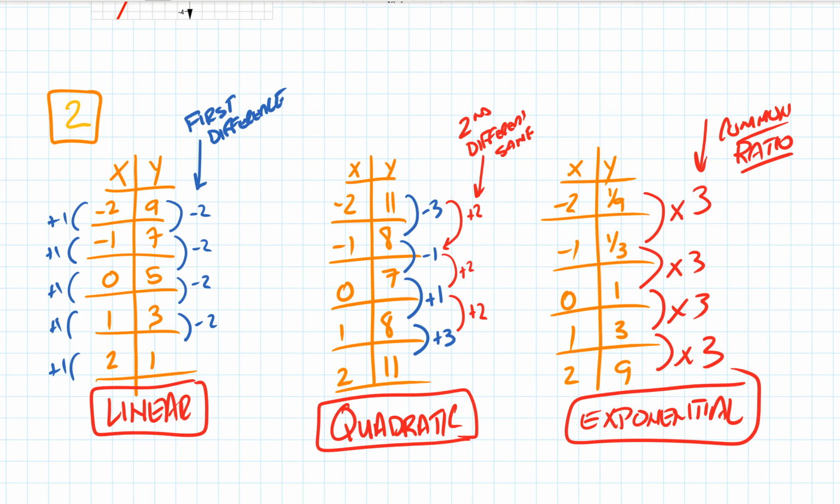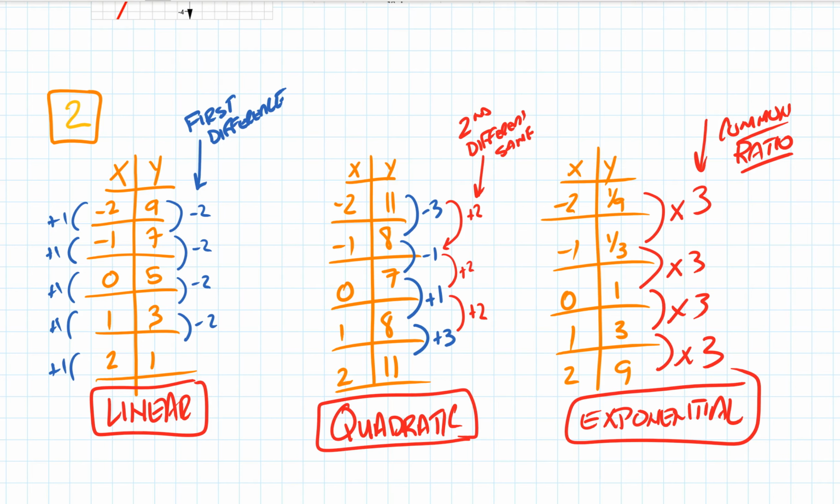Take a look at this second one here. This is a quadratic table, okay? If I do the first difference, such as 11 and 8, I would get -3. 8 and 7, I would get a -1. 7 and 8, I would get a +1. And then 8 and 11, a +3. Notice those are very different, right? So it's not linear because that first difference is not constant.